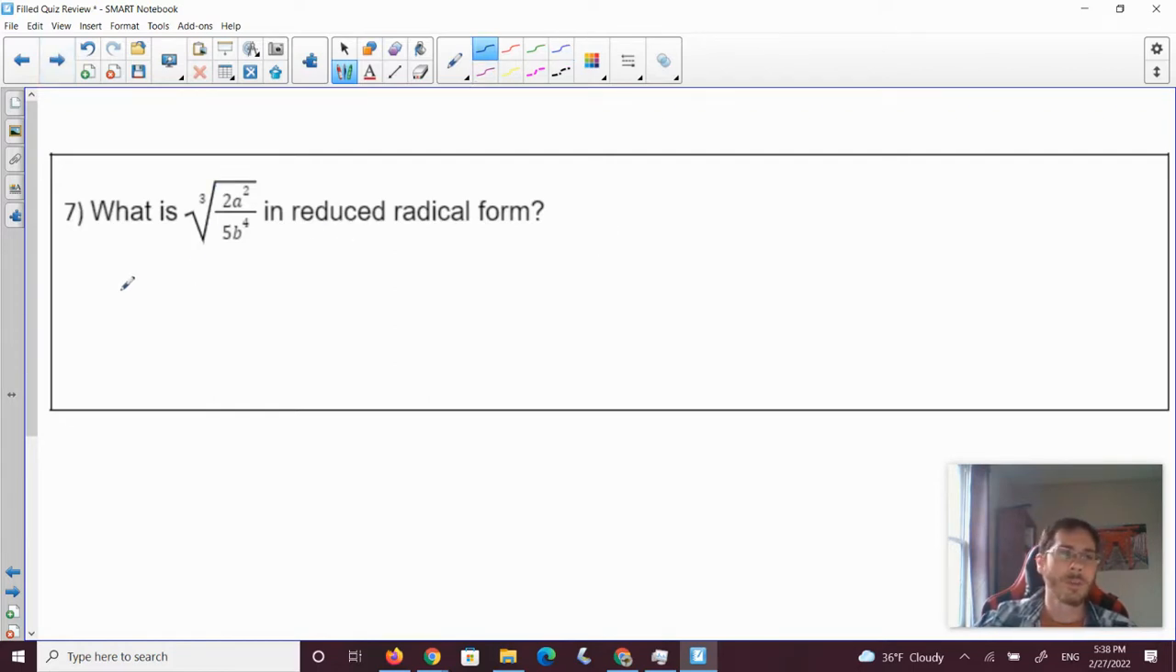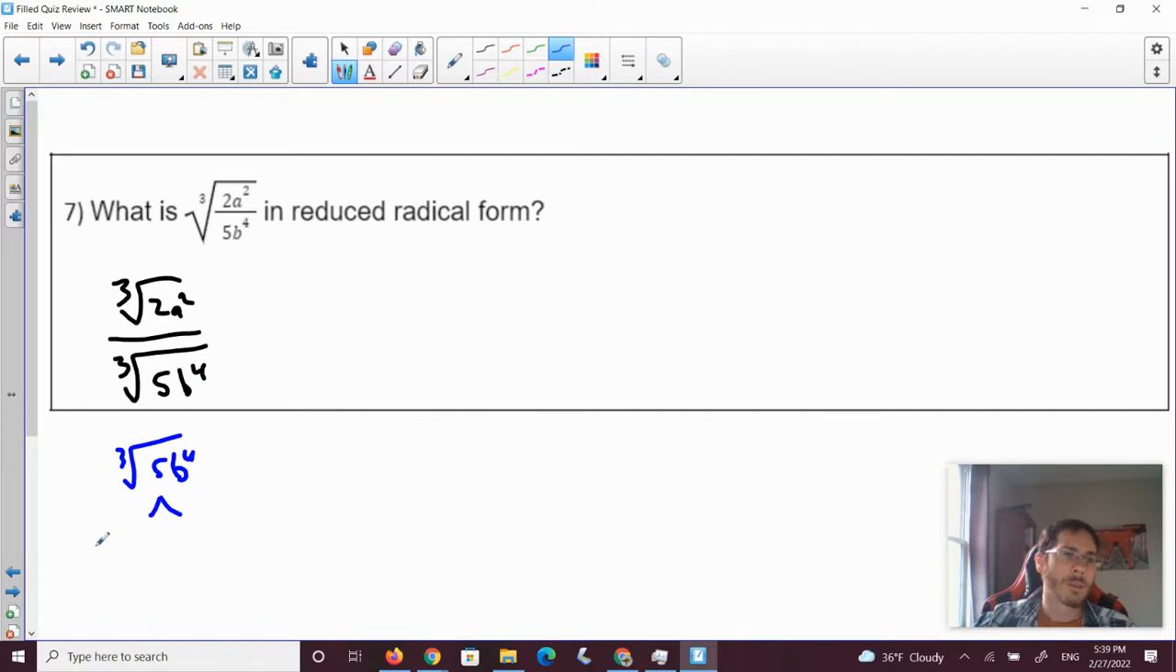So what we see is we've got a cube root of 2a squared and a cube root of 5b to the 4th. So my goal is to try and make it so that this cube root is gone out of here. So if I look at what I got, first thing I'm going to notice is that this cube root of 5b to the 4th, we can split it up into cube root of 5 times cube root of b to the fourth.